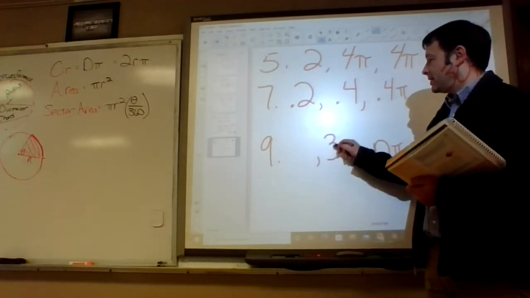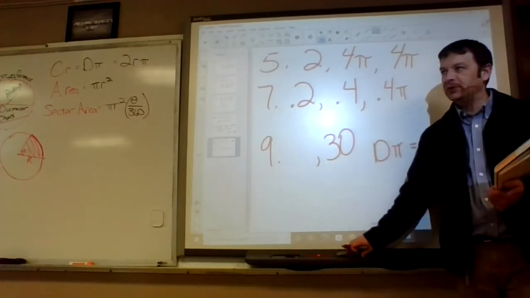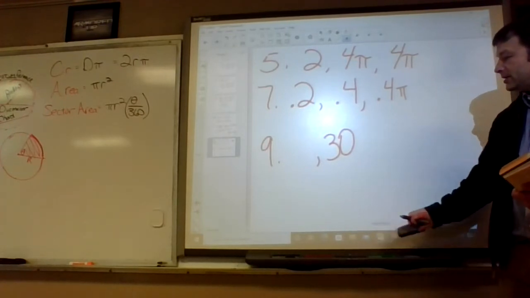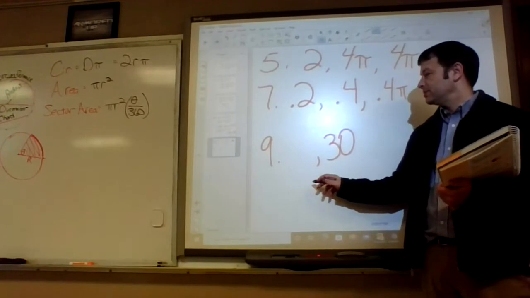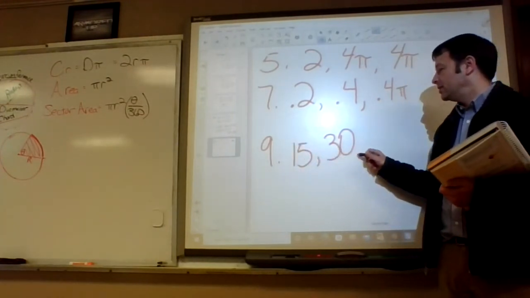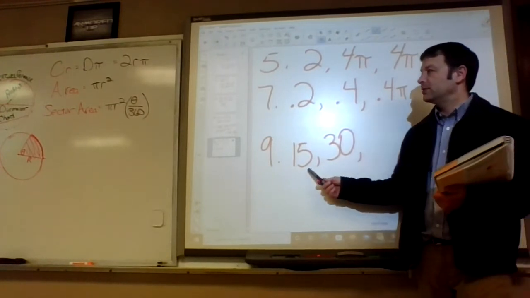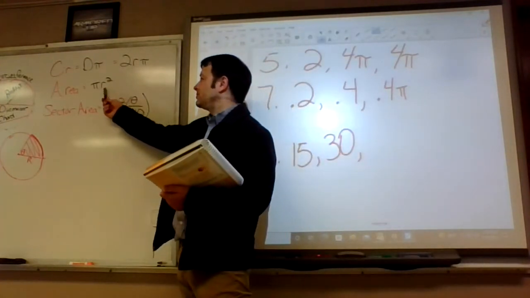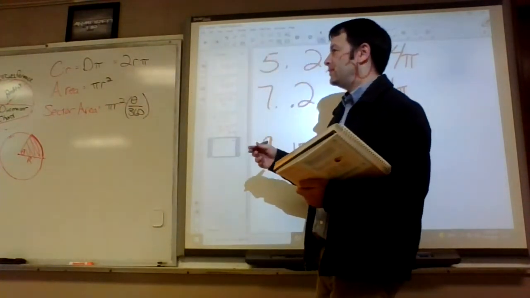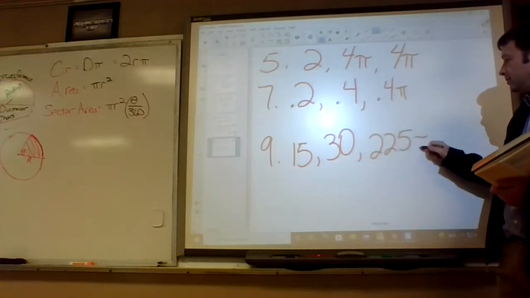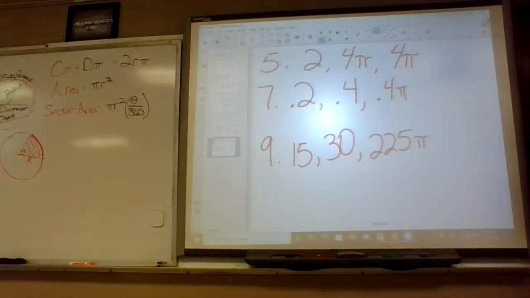Now, notice when I write that answer down, I'm putting it as the second answer, not the first one, because the first one's supposed to be radius. If the diameter is 30, what is the radius? 15. Half that. If the radius is 15, how do I find the area? 15 squared times pi. Does anybody know what 15 times 15 is? 225 pi. Yes. We skipped the circumference because I already had that one.